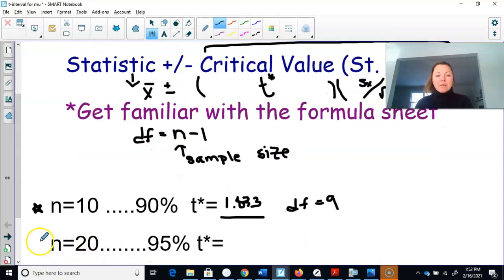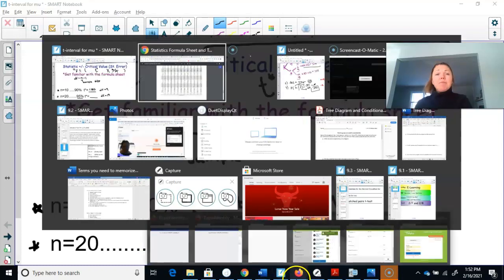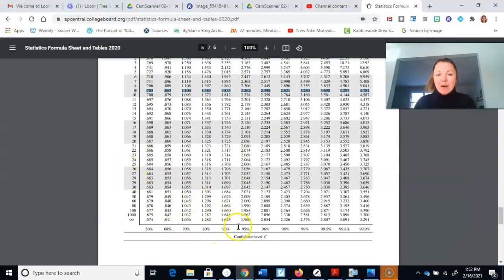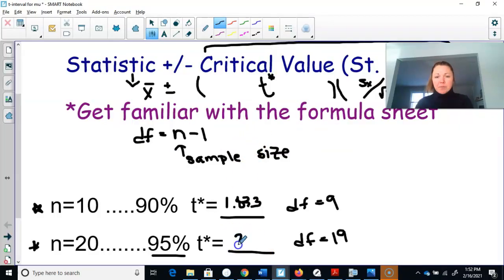Let's practice again. What if n is equal to 20? What's our degrees of freedom going to be? Our degrees of freedom are going to be 19. I want to construct a 95% confidence interval this time. So 95% is right here. Degrees of freedom is 19. 95%, 19 degrees of freedom, 2.093.